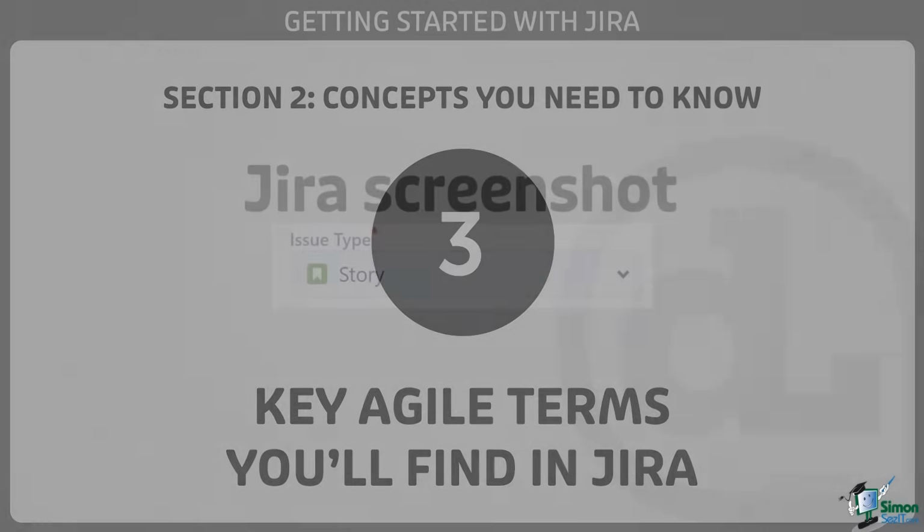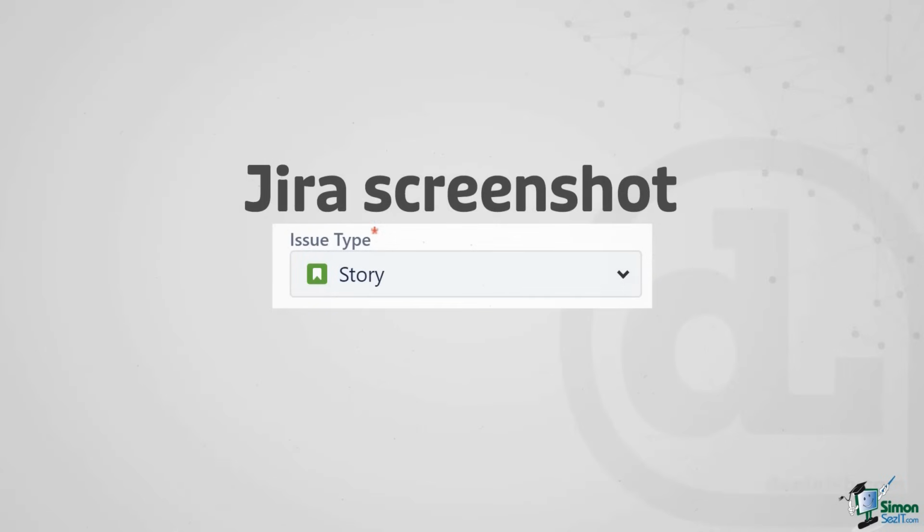In this video, we'll look at a couple of Agile terms that you'll come across a lot in Jira: stories and epics. So this is a screenshot of what it looks like when we create a new issue in Jira. And this screenshot right here is one of the most common reasons why I get this question from folks who are new to Jira. Why does this say story?